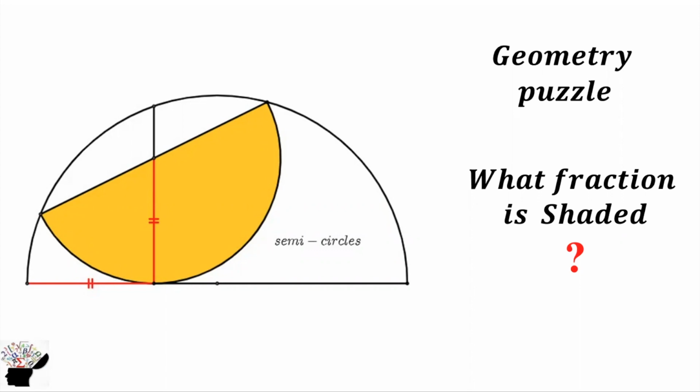So let us consider this geometric puzzle. We have two semicircles: one is a yellow semicircle and one is a bigger semicircle. Now this is the center of the semicircle. The radius of the semicircle, that is this red line, is the same as the length of the bigger semicircle from this side to this side. So the lengths are the same. So how can we solve this geometric puzzle?